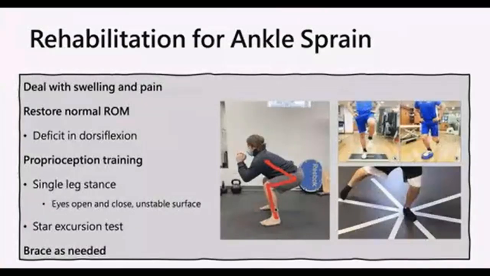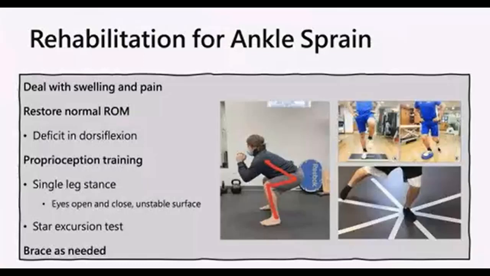And we really need to address the proprioception. So how do we train your proprioception? We can start from single leg stance. This is the most simple one, but we can modify the difficulty or level of the exercise by closing your eyes, because if you close your eyes, you are purely using your proprioception. And if you want to further challenge your proprioception, you can stand on an unstable surface.